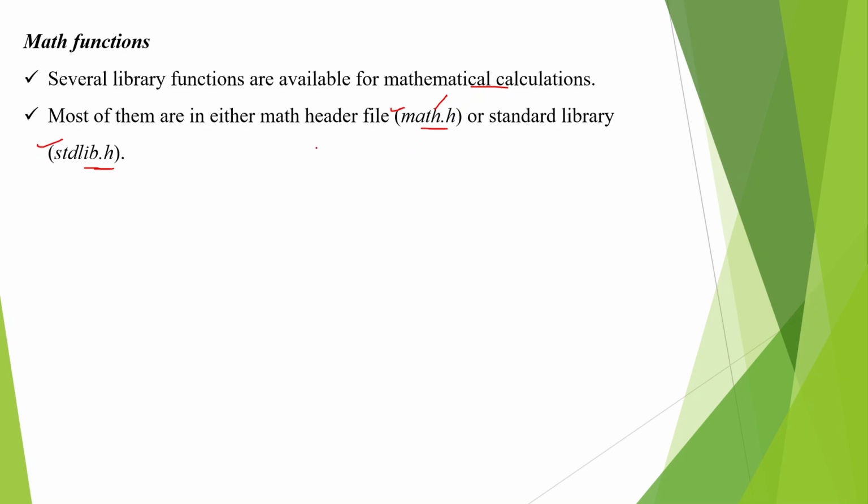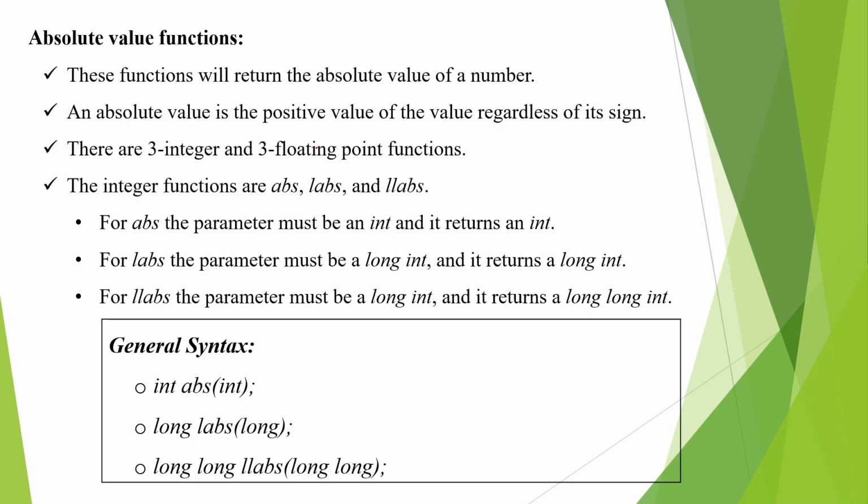The first type of function we discuss is the absolute value function. We know that in mathematics, absolute value means the positive value irrespective of the value supplied. These absolute value functions will always give the positive equivalent of the given value. So here you see the definition. What do you mean by an absolute value? An absolute value is the positive value of a number regardless of its sign. Whatever sign the value has, if you apply this absolute value, you will always get a positive value.